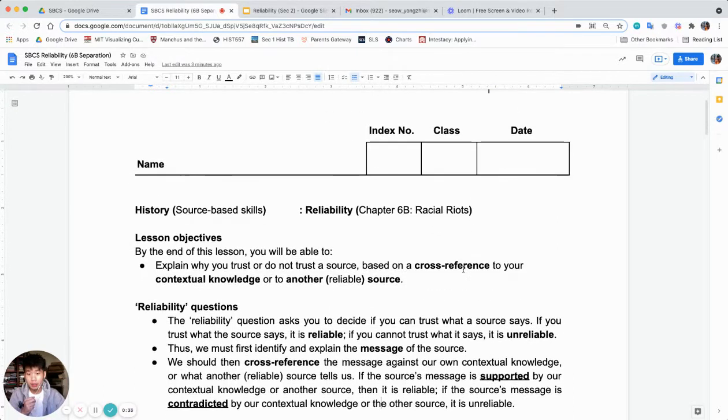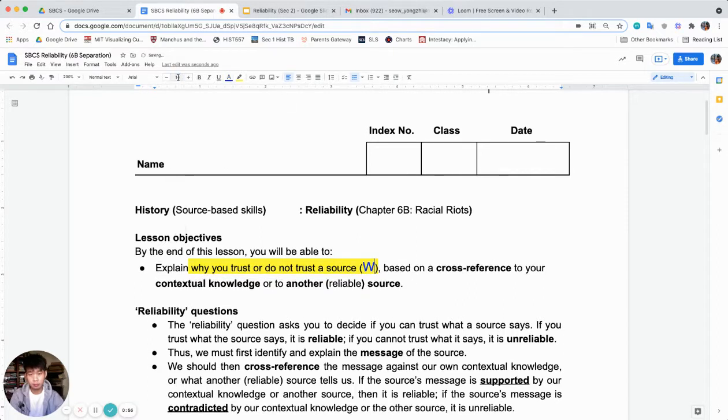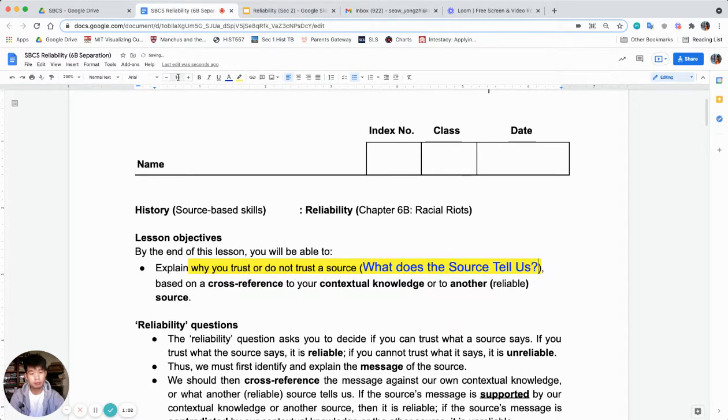Today's lesson on reliability is about whether or not we can trust or not trust a source. Okay, can we highlight this? Whether or not we trust a source has to do with what the source says or tells us. And we have to check what it tells us based on a cross-reference. So it's checking what the source says.